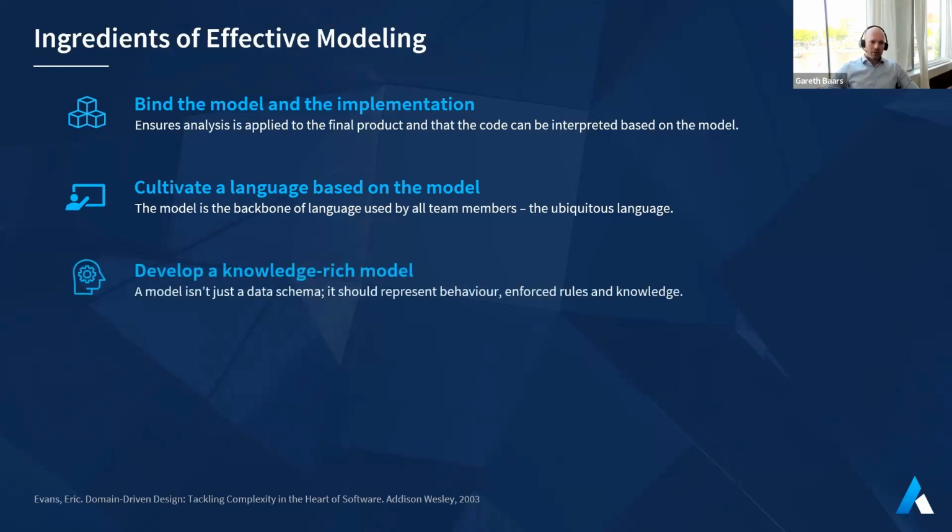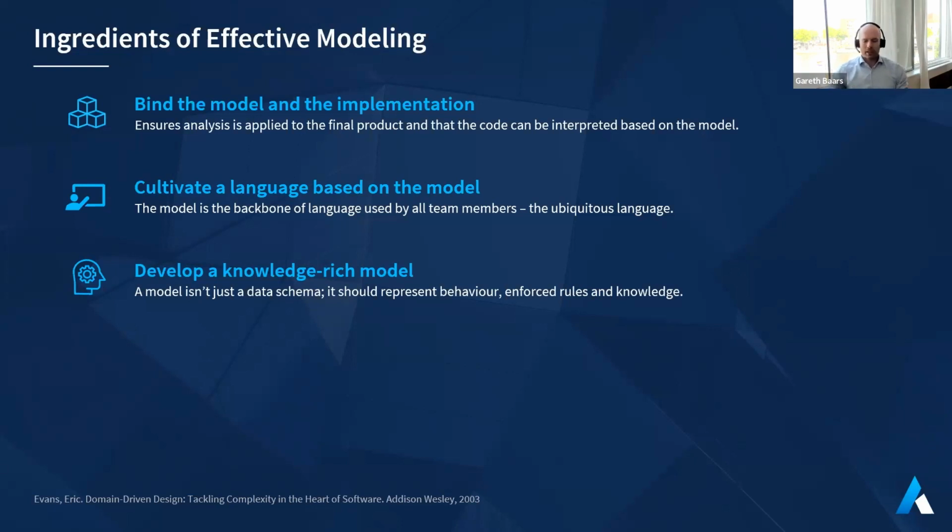The third thing is to develop a knowledge-rich model. So typically when guys model out a domain, and we see this even with users of Intent Architect, they very much focus on the data schema. But in order to really get a lot of value out of a domain model, especially in more complicated domains. Of course, if the domain is very simple and very data orientated, then one doesn't necessarily need to go so far into creating a knowledge-rich model.